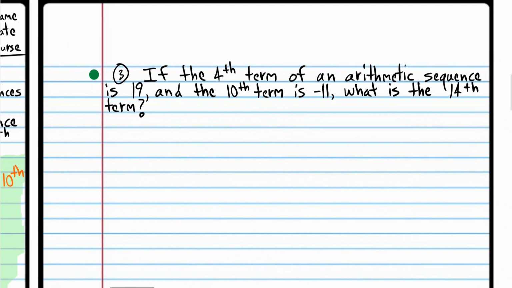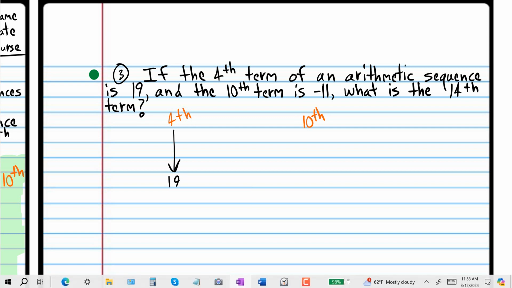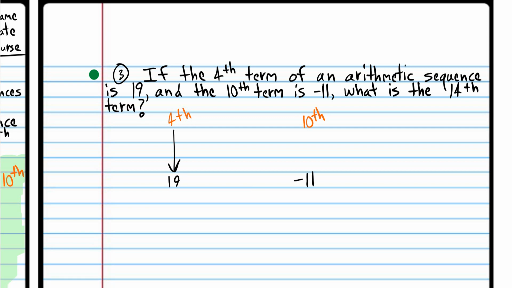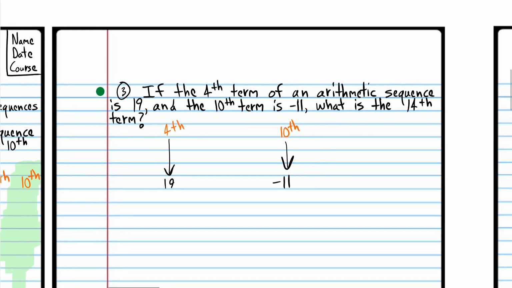Okay, we're back. So we know that the 4th term is 19, and the 10th term is negative 11. And we're trying to find the 14th term.